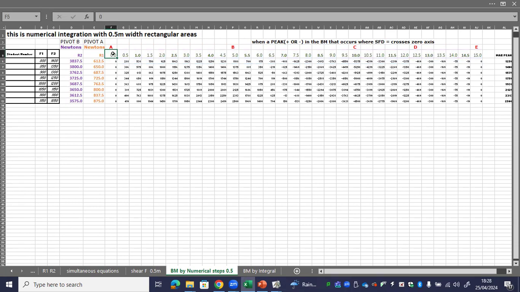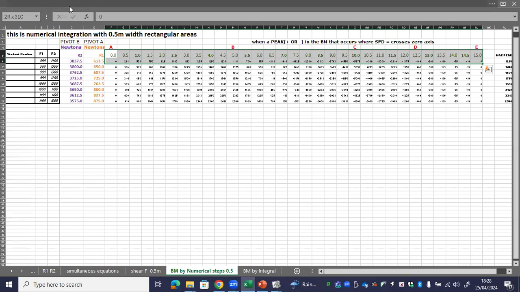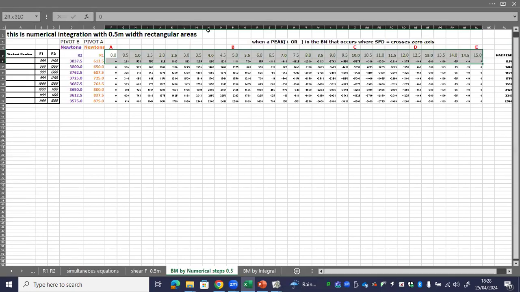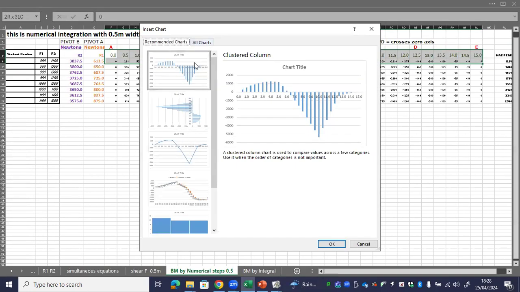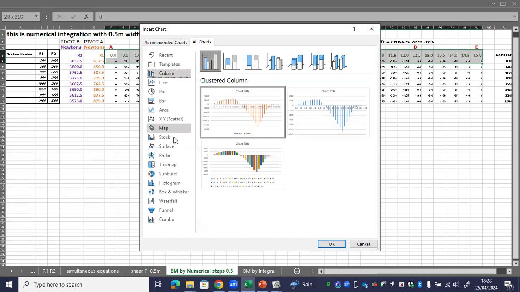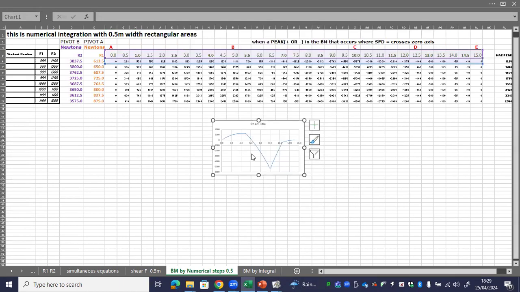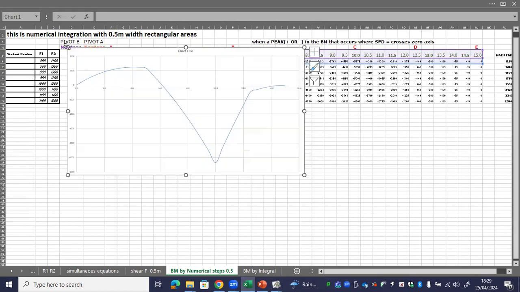So if we do that, we'll just show how we got that. We're selecting the X horizontal dimension. We've got our bending moments done numerically, not using any math formula. And what we're now going to do is insert recommended charts. So let's say see all charts. Let's do XY scatter again. Let's choose the smooth one. No, let's choose smooth lines and markers. Now let's choose that one. And then we do OK. And we get our bending moment diagram.